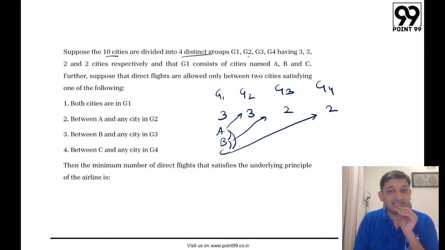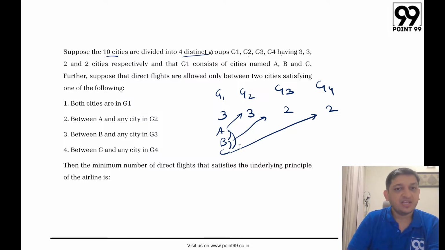Now we have to figure out what is the minimum number of direct flights that satisfies the underlying principle of the airline. ठीक है? So again, straightforward question, not very difficult at all. Let's try to look at it.